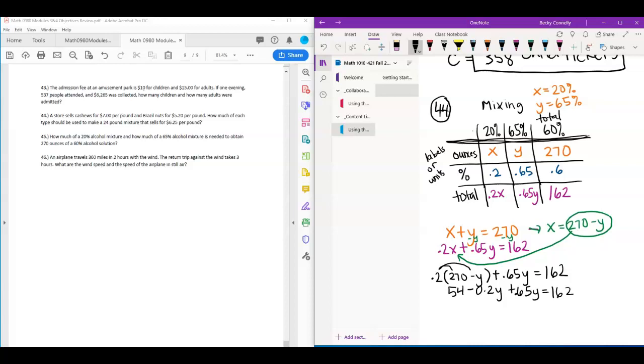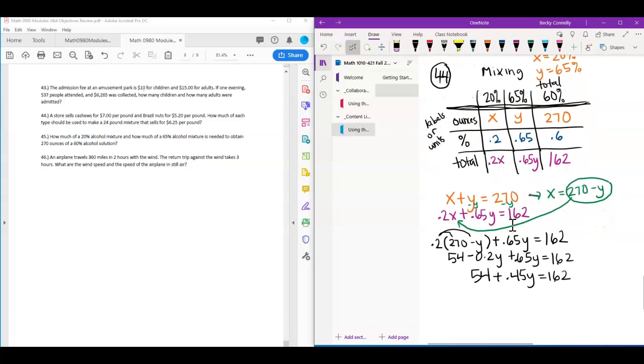All right, so now I need to combine those two y's together, so that I combine my like terms before I put those over to the other side. So I'm doing 0.65y minus 0.2y, which would give me 0.45y. All right, so I'm going to have 54, and it's going to be plus because this was my bigger number and it's positive, right? So plus 0.45y equals 162. Let me scroll this up just a little bit here so we're not running off the page. So now let's subtract the 54 over. I get 0.45y equals what?